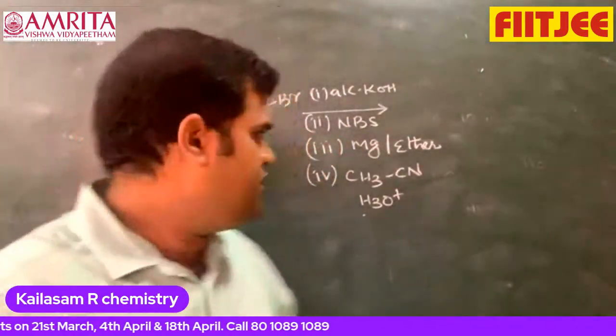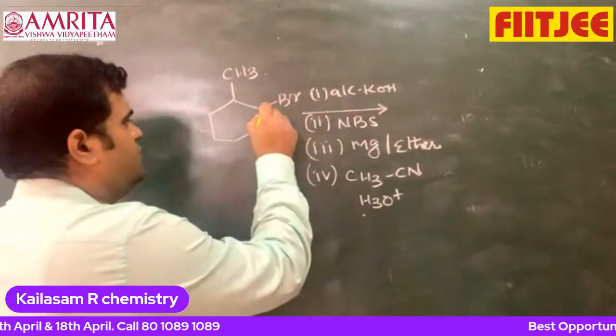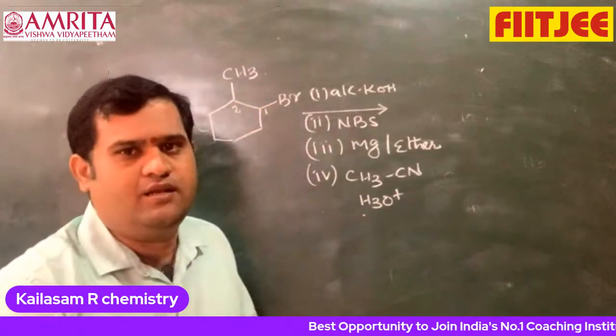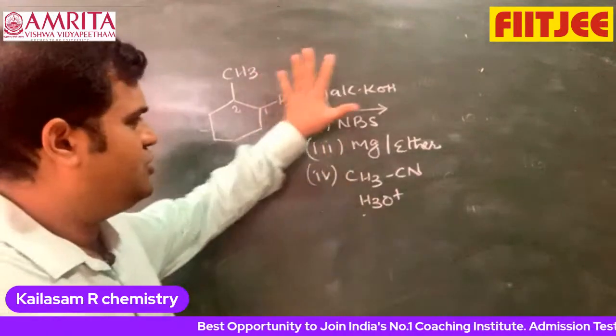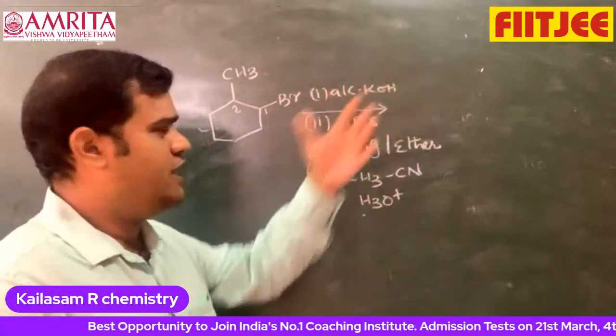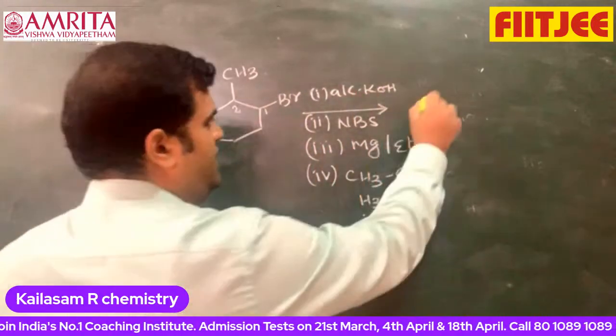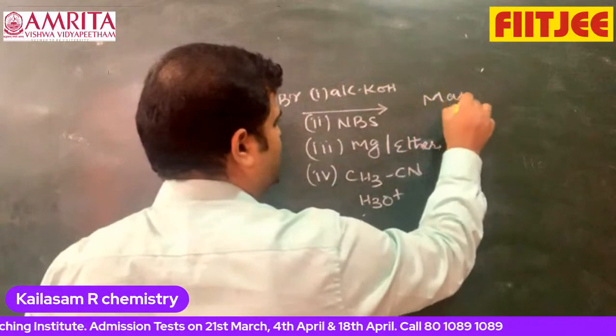Listen children, the question is: they are given 1-bromo-2-methylcyclohexane. These are all the reagents: alcoholic KOH, NBS, Mg in ether, CH3CN. Find out the major product.